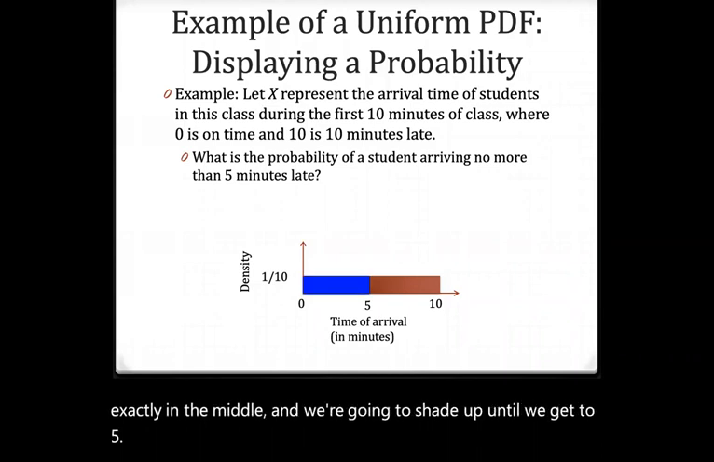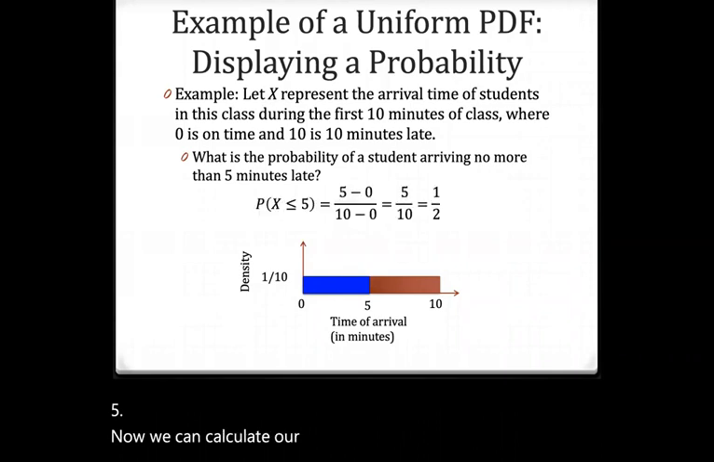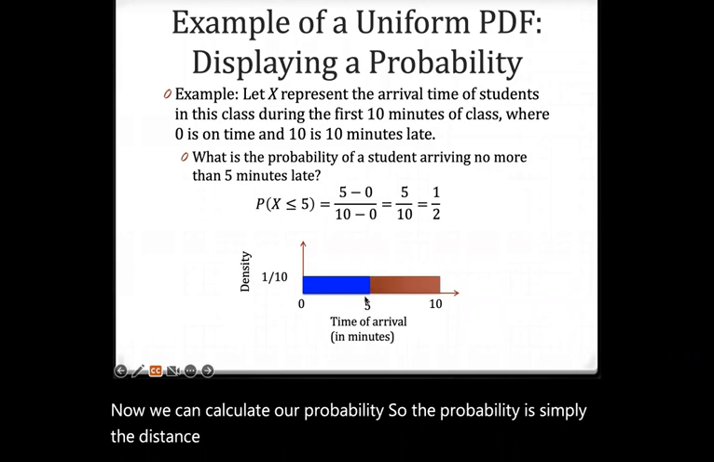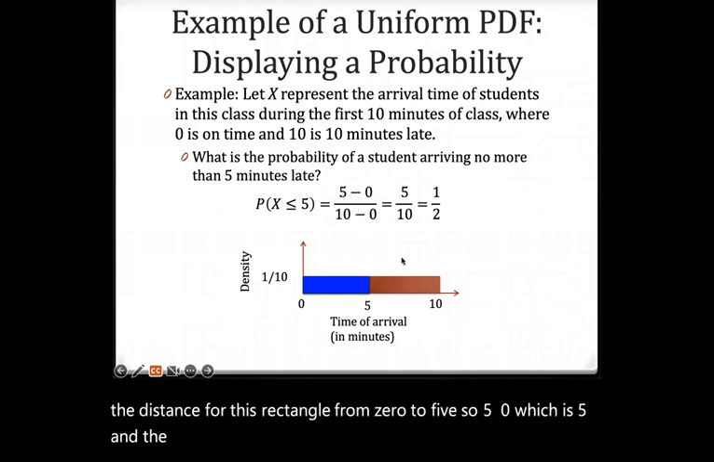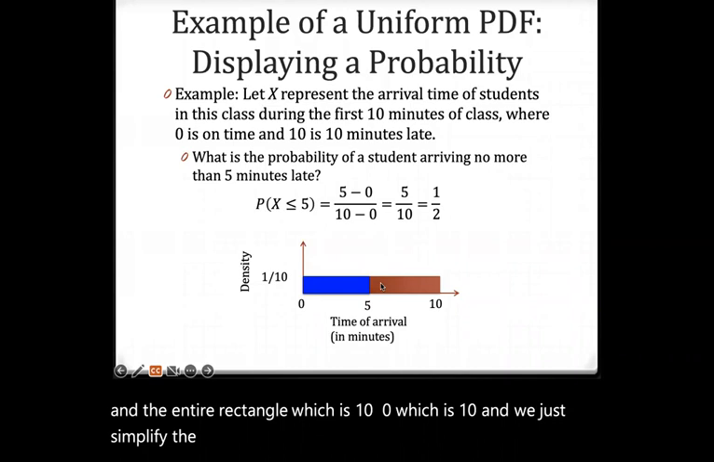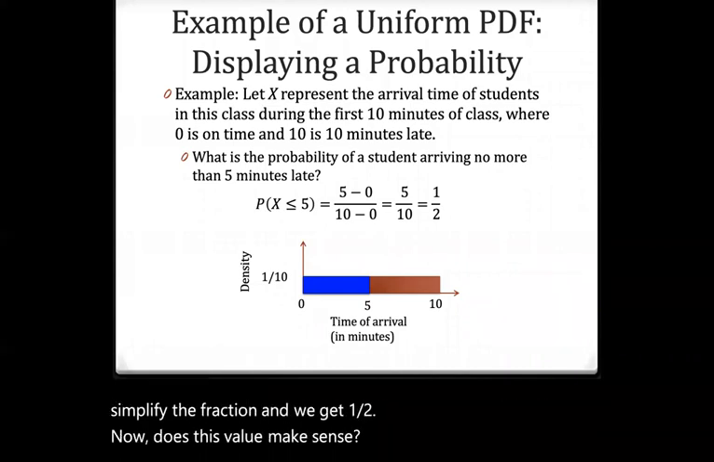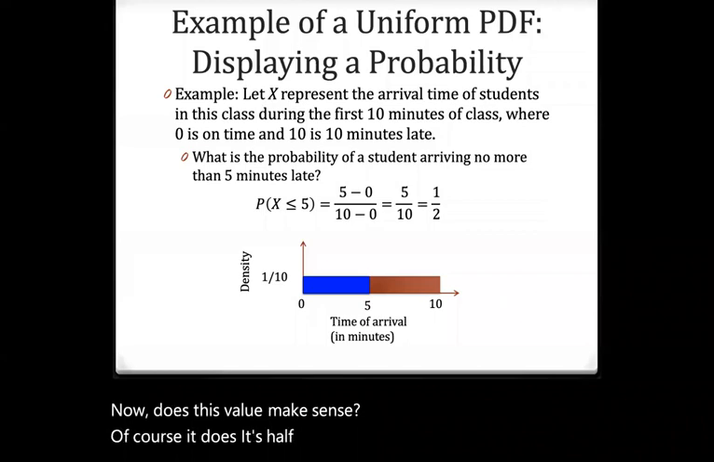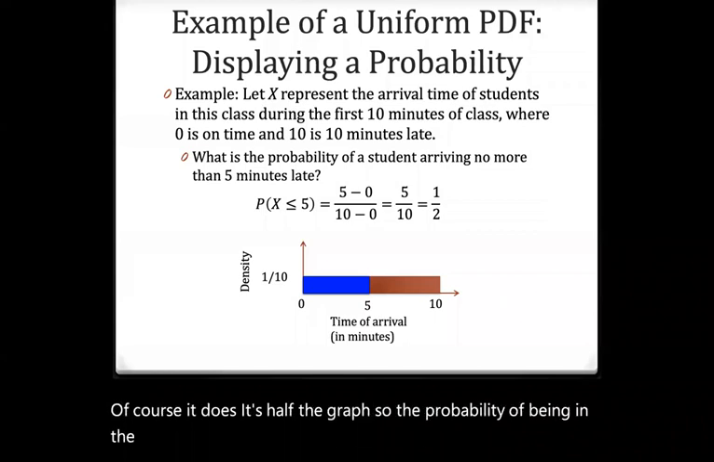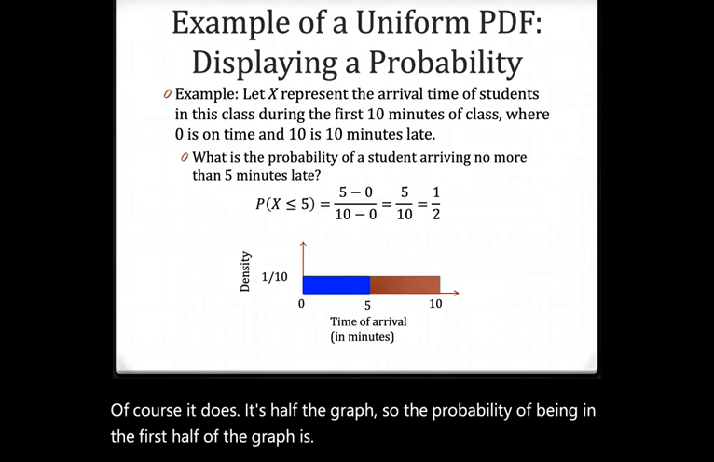Now we can calculate our probability. So the probability is simply the distance for this rectangle from 0 to 5. So 5 minus 0, which is 5. And the entire rectangle, which is 10 minus 0, which is 10. And we just simplify the fraction and we get a half. Now, does this value make sense? Well, of course it does. It's half the graph. So the probability of being in the first half of the graph is 1/2 or 50%.